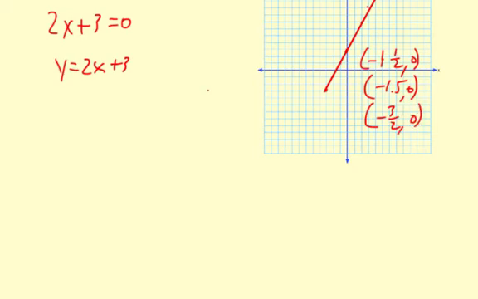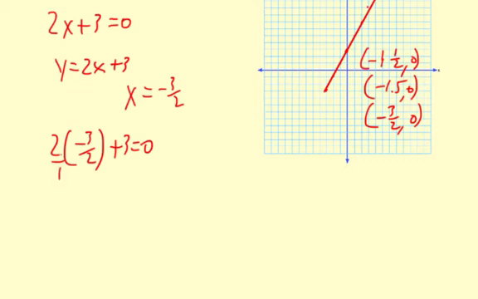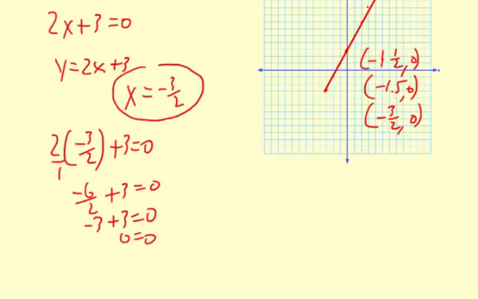So the next step is to check the solution in the equation. I think it should be x equals negative 3/2 based on the x-intercept. So let's put negative 3/2 in here and see what happens. Okay, so simplify this first part here. 2 times negative 3/2 is negative 6/2, plus 3 equals 0. Negative 6 divided by 2 is negative 3, then plus 3 equals 0. So 0 equals 0. That means x equals negative 3/2 is the solution to that equation.